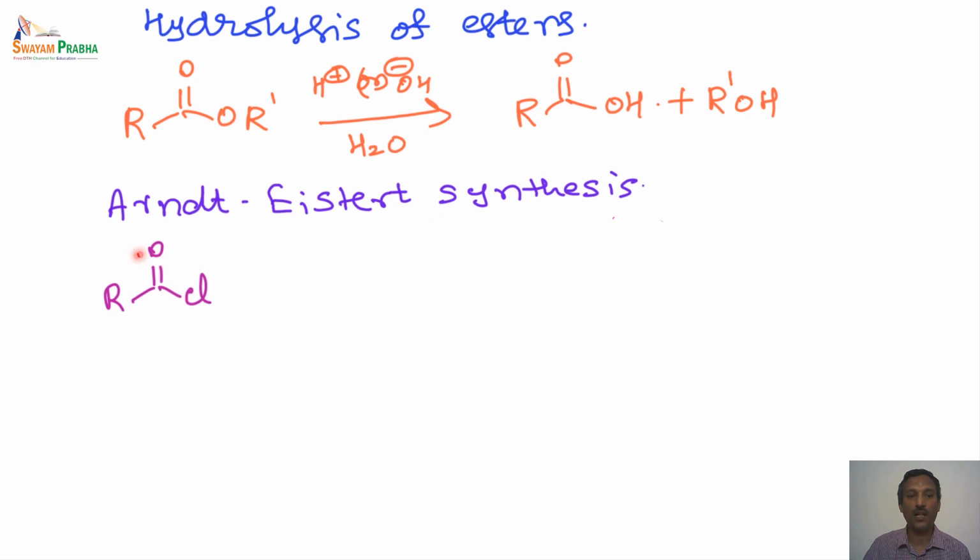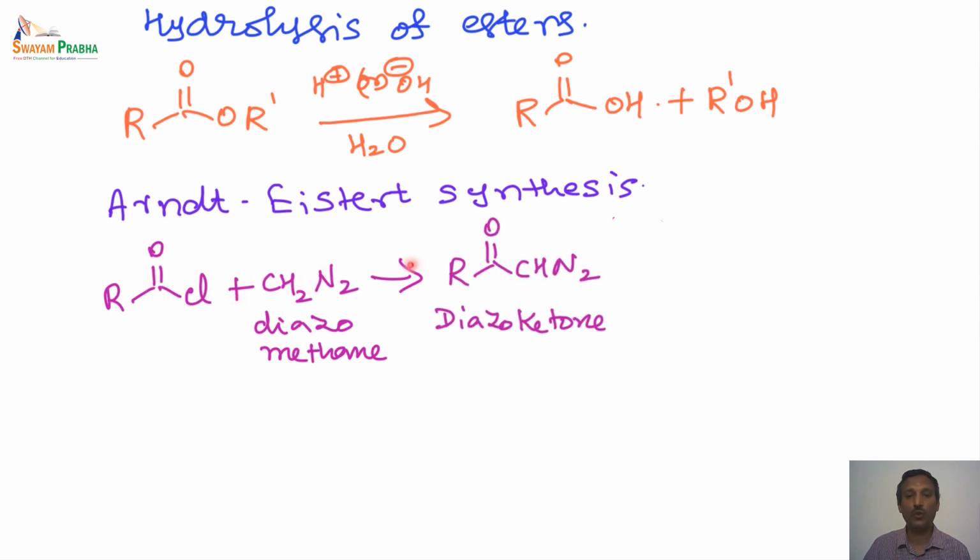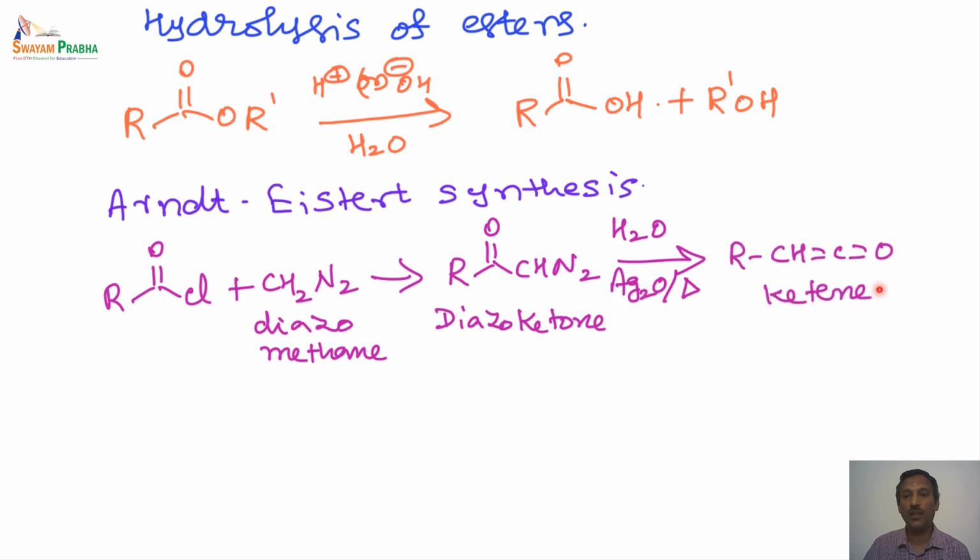So in this particular case, an acid chloride is treated with diazomethane. This reaction produces a diazoketone which is quite unstable. Generally these intermediates are not isolated when we carry out the reaction. So this diazoketone on treatment with silver oxide followed by heating produces a ketene intermediate. This is a highly unstable species. So the ketene intermediate on hydrolysis produces the carboxylic acid.